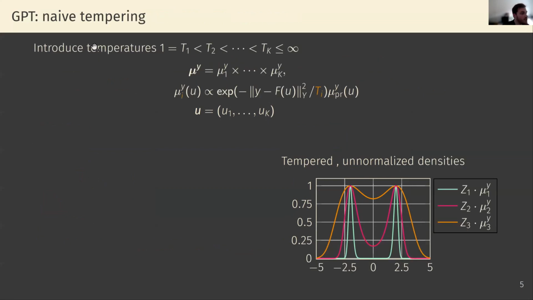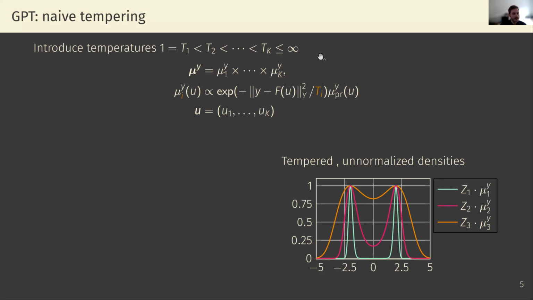Okay, so let's introduce some notation. We introduce a set of capital K temperatures ranging from T1 equals 1 to possibly TK equals infinity. We introduce a joint posterior mu^y bold as this product of posteriors, mu^y1, times mu^y2, all the way through mu^yK. We define each of these posteriors, mu^yi, essentially in the same form, likelihood times prior. However, here we have this temperature parameter that divides the argument of the posterior. And we introduce this joint state u bold as the state having components u1, u2, all the way through uK.